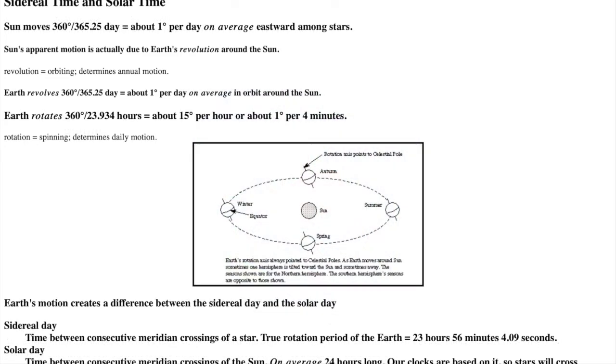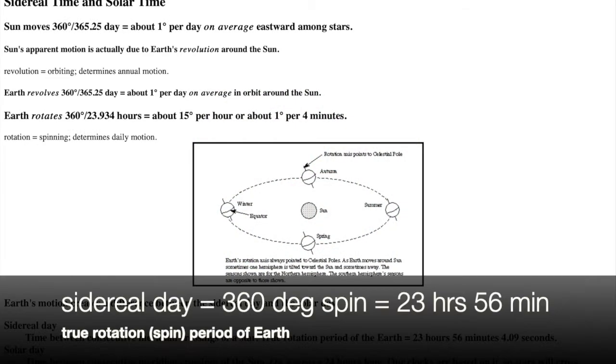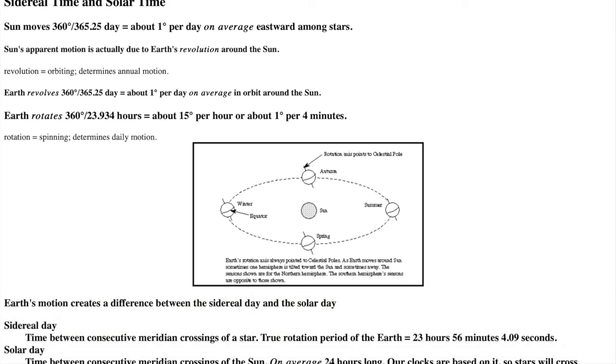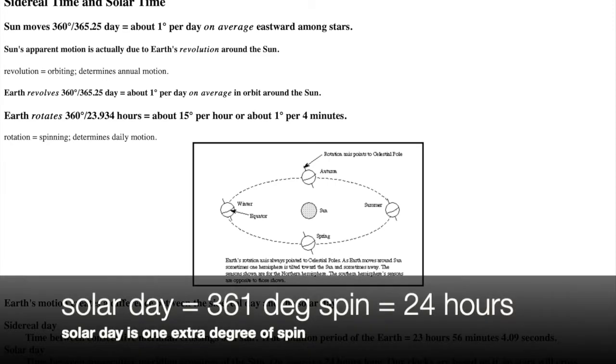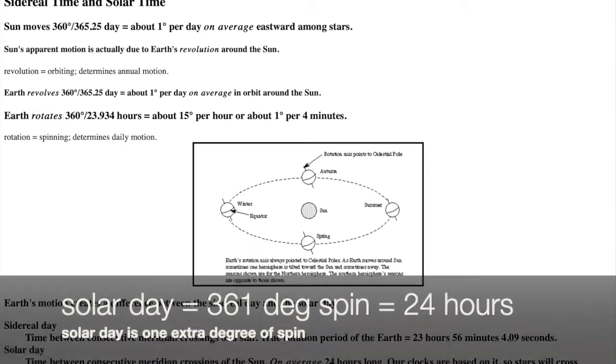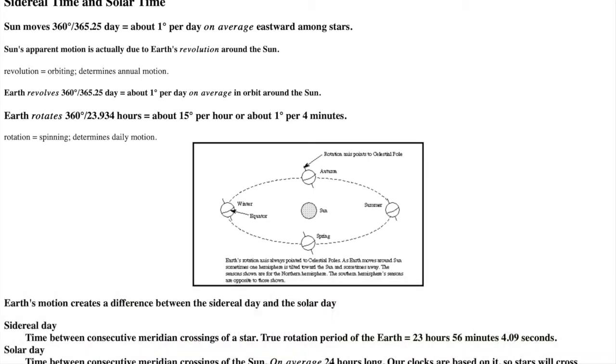Now for how we measure our days. The sidereal day measures the true rotation period of the Earth, the time for a full 360-degree spin of the Earth on its axis. The solar day measures the time between successive noon passages of the sun across the meridian, which turns out to be the same for about a 361-degree spin of the Earth, not 360 degrees. Let's figure out where this extra degree of spin comes from.